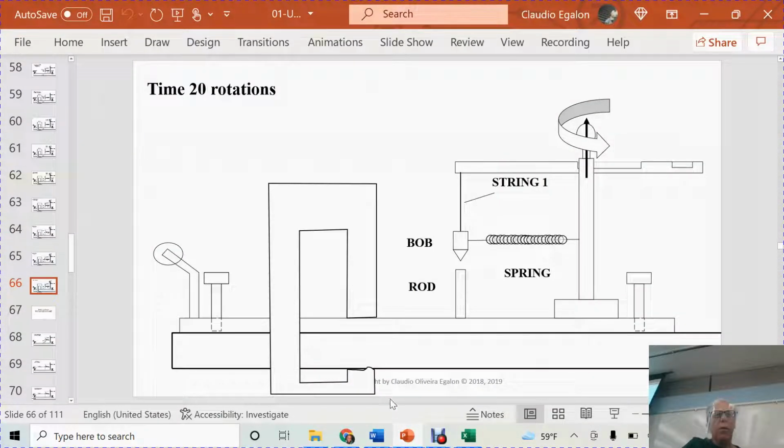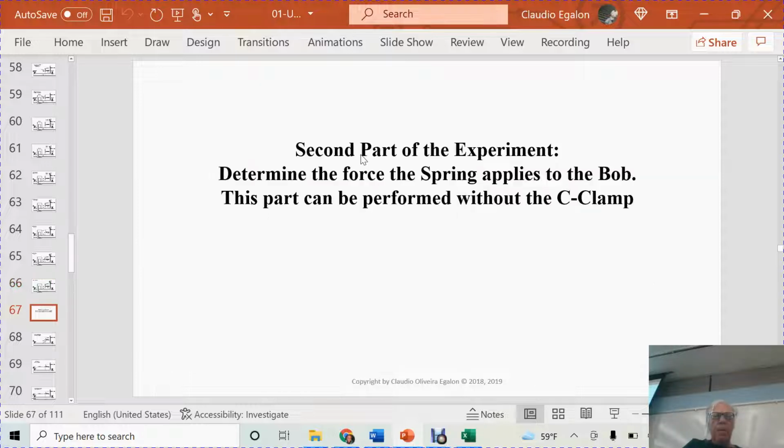So okay, here goes the second part. First part, second part. First part, second part. You're going to alternate like that. The second part of the experiment: determine the force the spring applies to the bob.